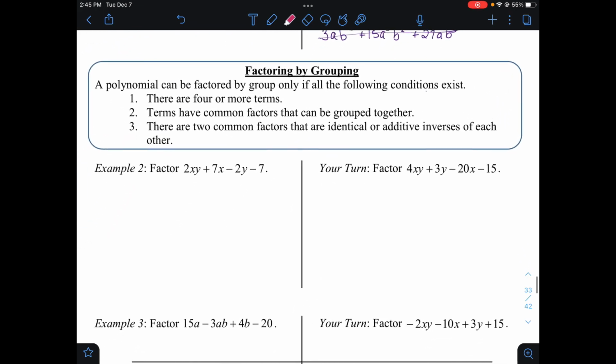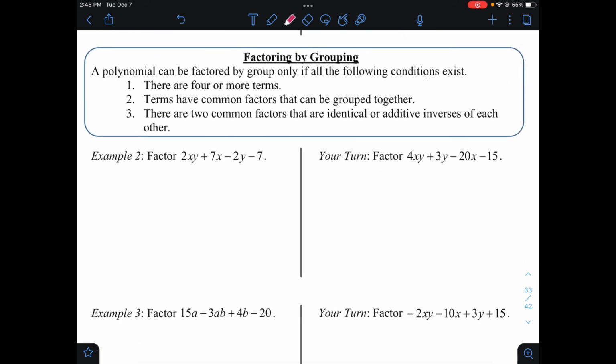Next part is factoring by grouping. It says a polynomial can be factored by grouping only if all the following conditions exist. There are 4 or more terms. Terms have common factors, and we're going to group them together in groups of 2. And there are 2 common factors that are identical or additive inverses of each other. And you're going to see what all of that means here.